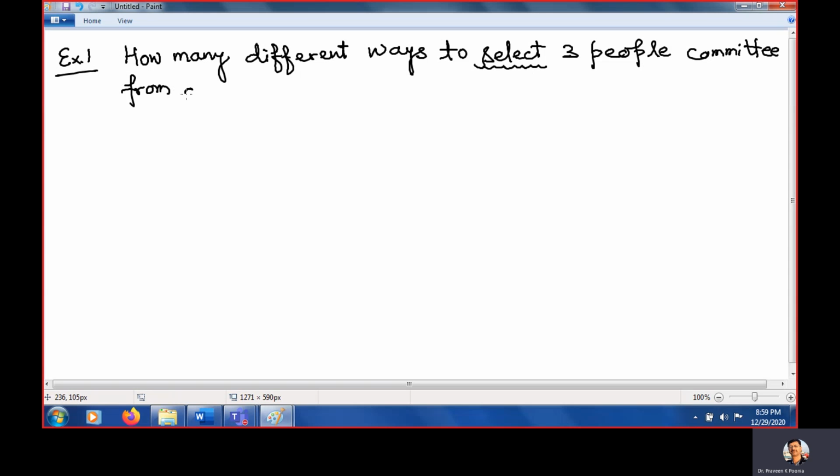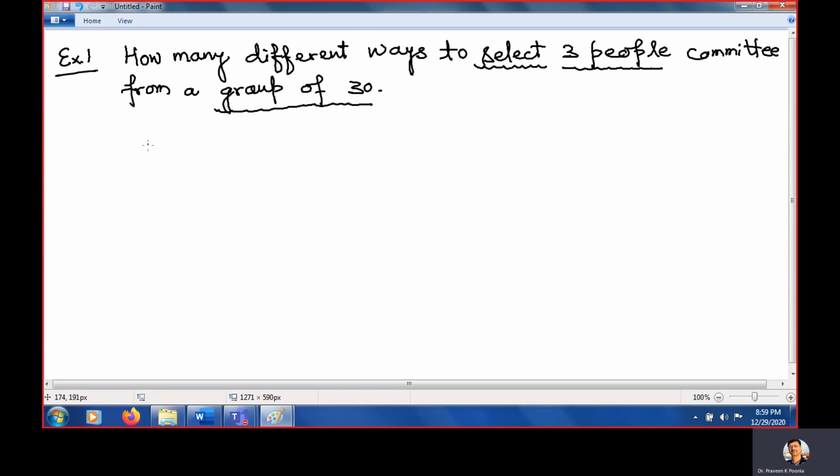You can think of this question like this: in your college there are 30 teachers. There is a group of 30 teachers and the dean wants to make a small team. How many people does he want to select? 3 people. So in how many ways can he select the 3 people out of 30?